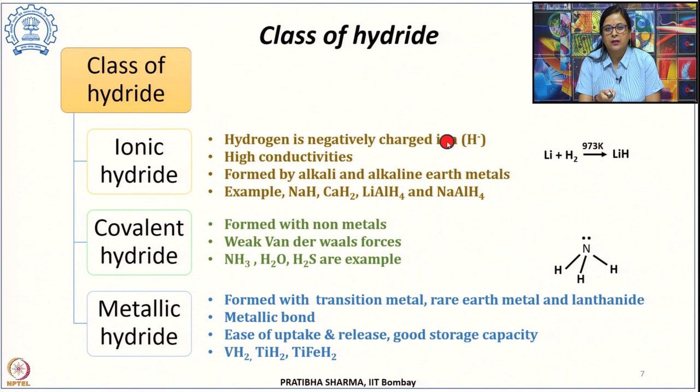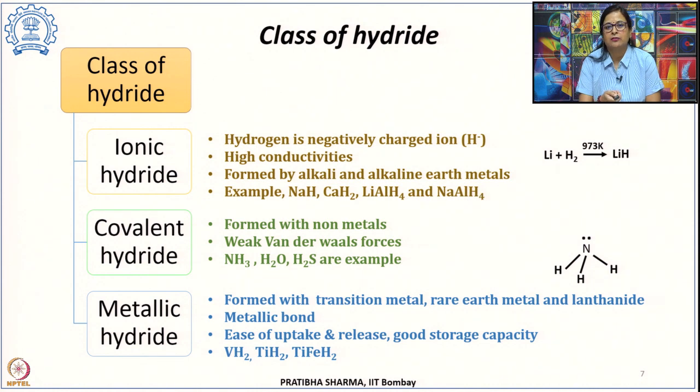And these materials, the ionic hydrides, where the element to hydrogen bonding is ionic in nature, have high conductivities either below or at the melting point. Now typical examples of binary ionic hydrides are sodium hydride or calcium hydride, or there can be complex hydrides like lithium aluminium hydride or sodium aluminium hydride.